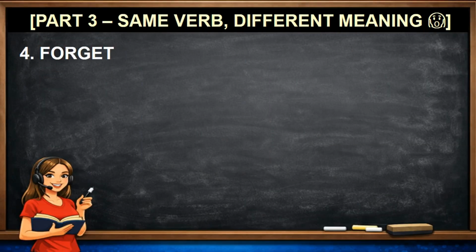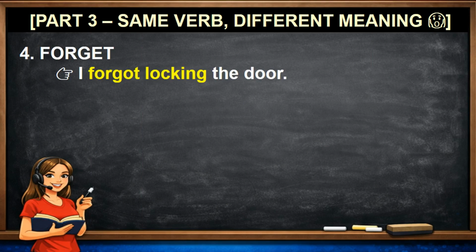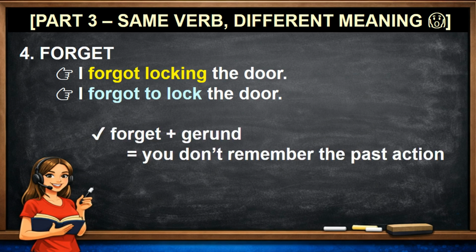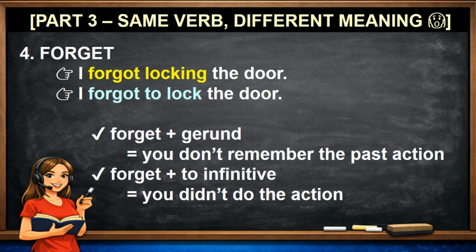4. Forget. Examples. Forget plus gerund: I forgot locking the door. Forget plus to infinitive: I forgot to lock the door. What's the difference? Forget plus gerund means you don't remember the past action, or you forget it. While forget plus infinitive means you didn't do the action, or you didn't lock the door because you forgot. This one causes a lot of mistakes.